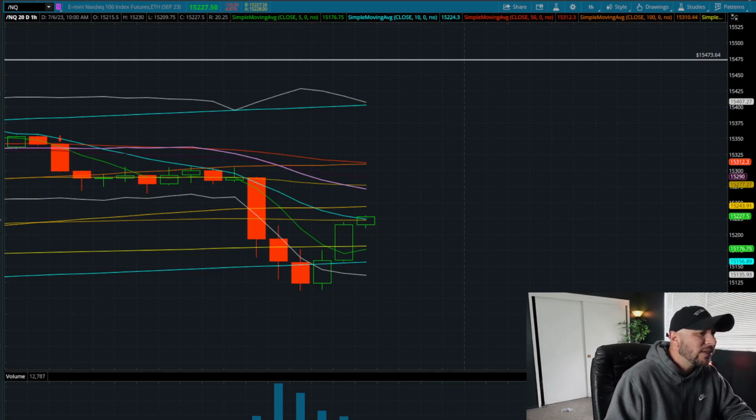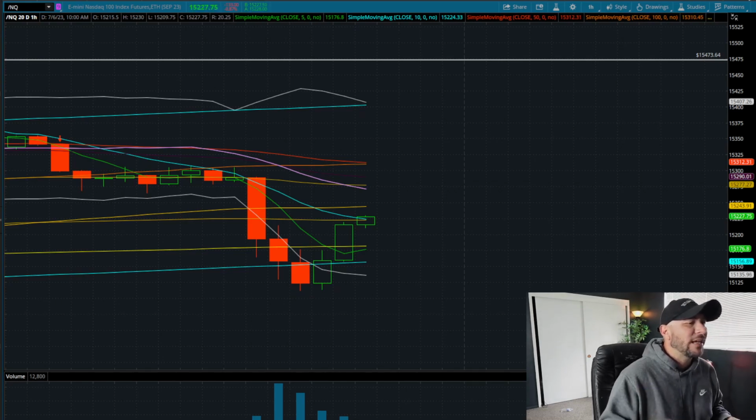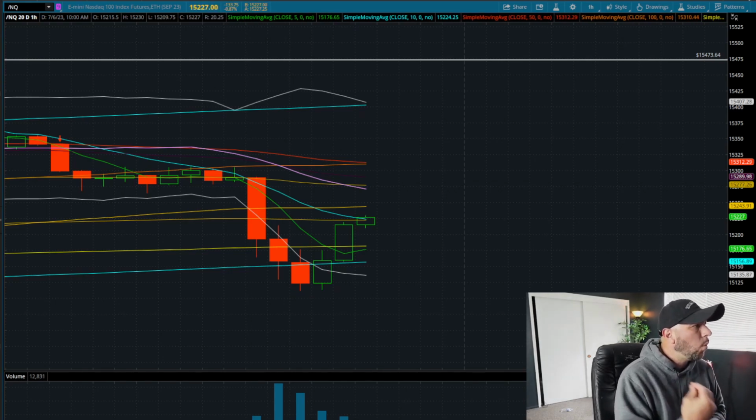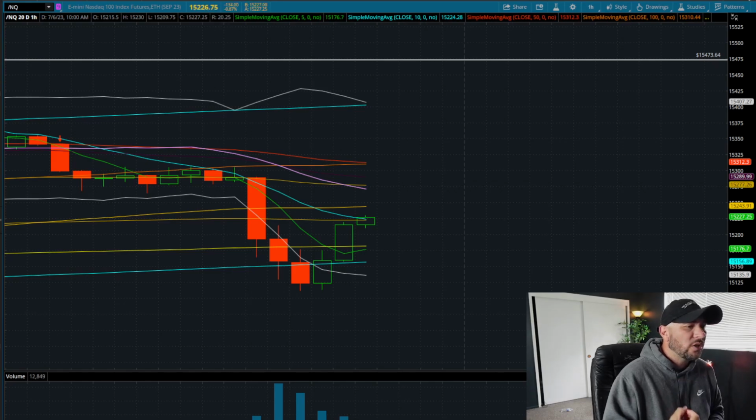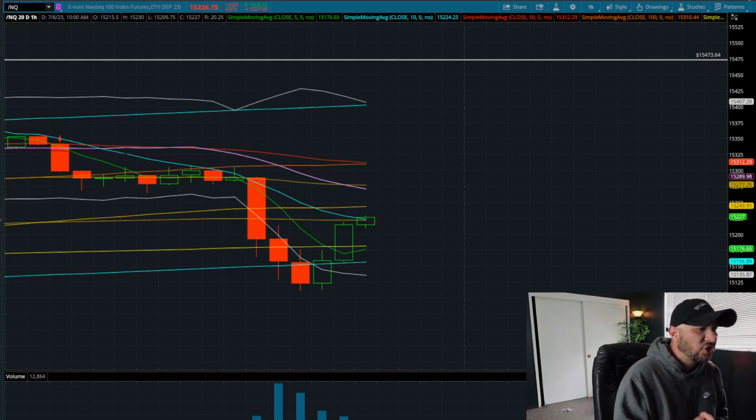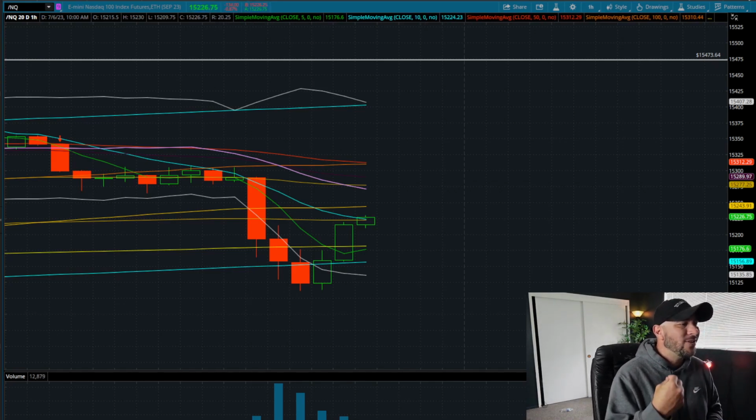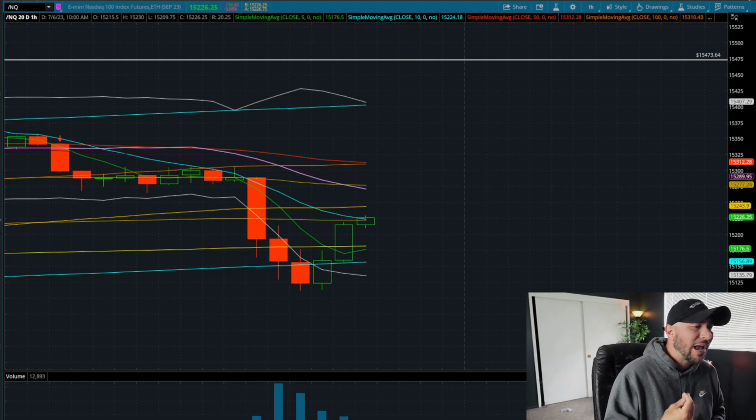Again, I know this starts to get complicated. I know this seems like a lot of moving parts, but once you start to implement it, once you start to practice it, once you start to actually take the trades, you get comfortable and you start to see these moves happen in real time very, very quickly.